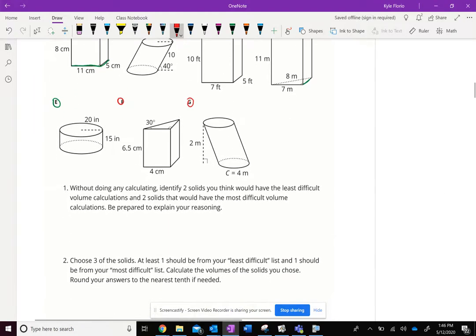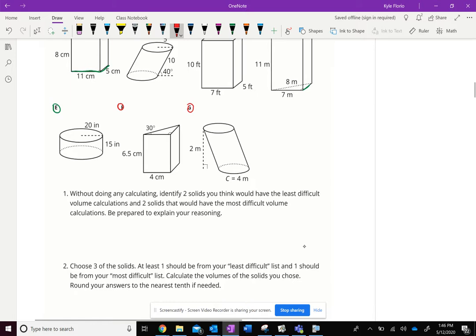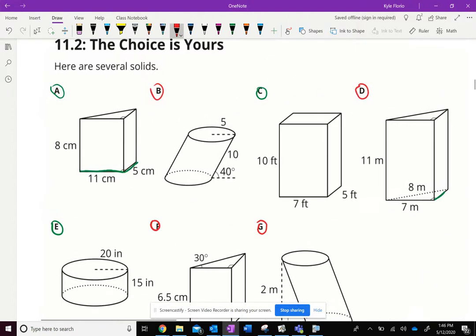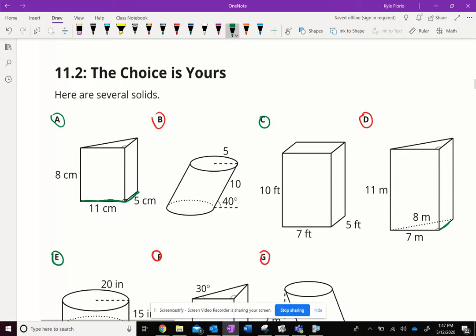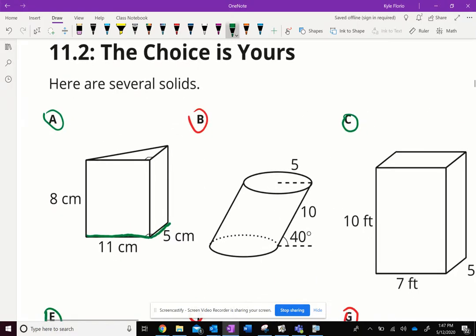So that was number one. Number two, choose 3 solids. We're going to do them all, and we're going to find the volume of all of them. So I guess we'll do the easy ones first. Why not? All right, so I'm going to zoom in pretty good on these.